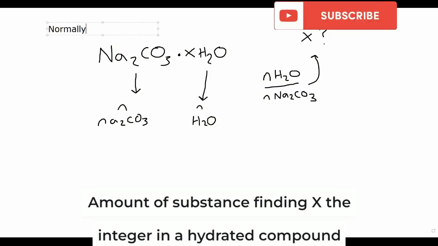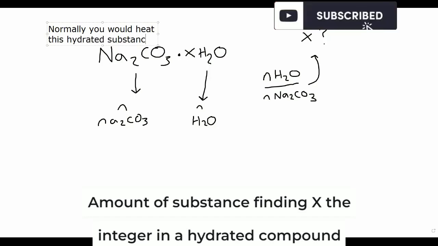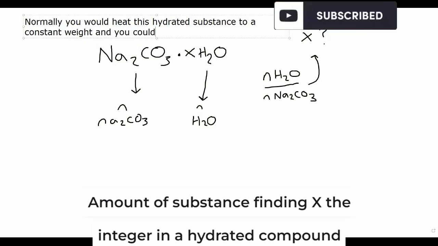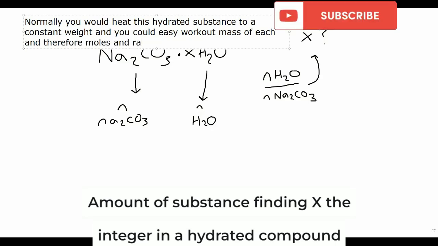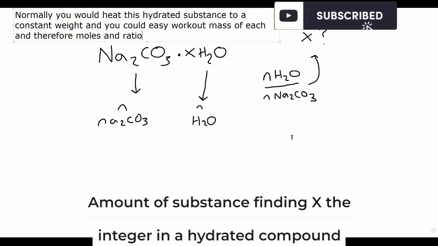There's a certain number of water molecules in these hydrated substances that bond around. You can't have 5.5 water molecules. So normally you would heat this hydrated substance to a constant weight. You'd evaporate all the water, find the mass after it reaches a constant weight, and subtract that to work out the mass of water. Then you do mass over Mr, which is 18 for water, and you get the moles. That's dead easy. But of course, they did it a really difficult way here.